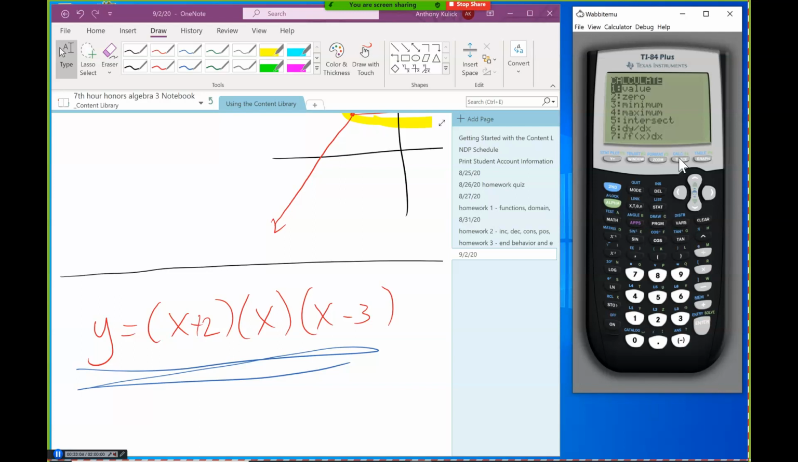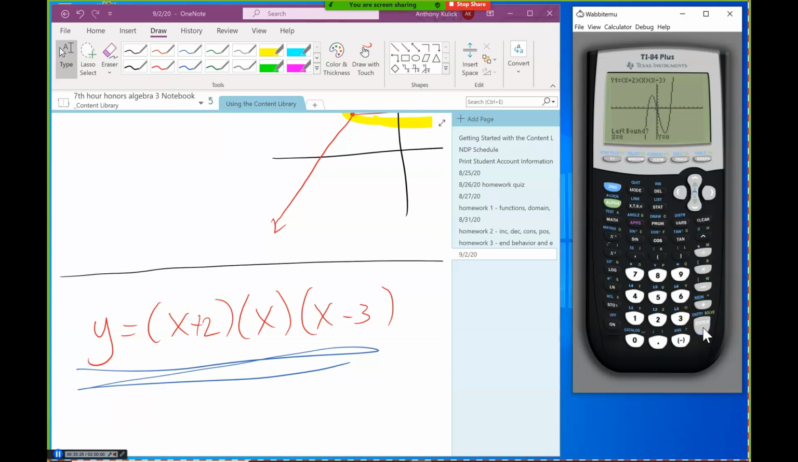If I'm looking for the maximum, which one of these options looks like the one that I want? Option 4, labeled maximum, right? So you can either scroll down with the up and down arrows to 4 and press enter, or you could just type the number 4. Either will work.